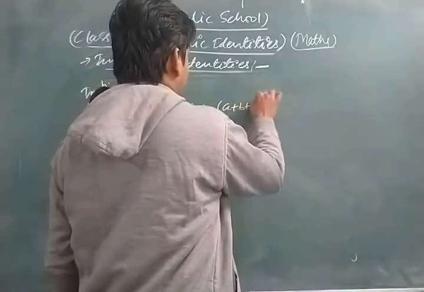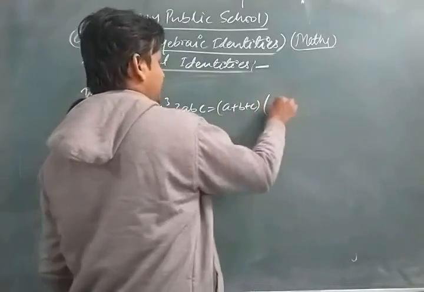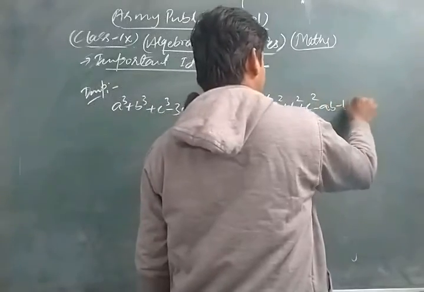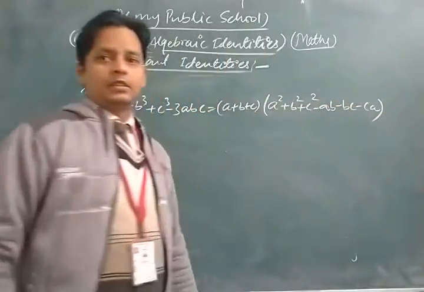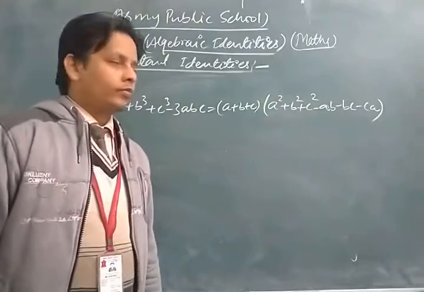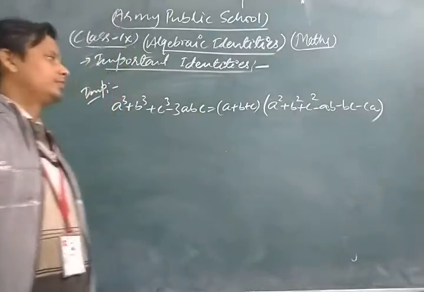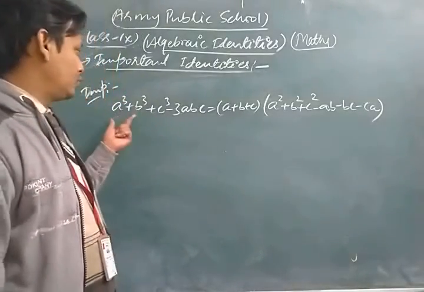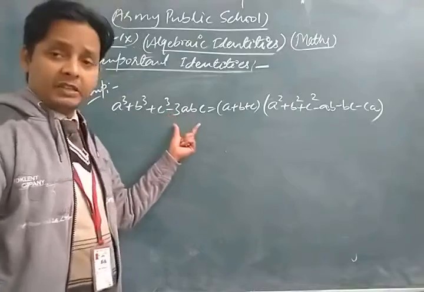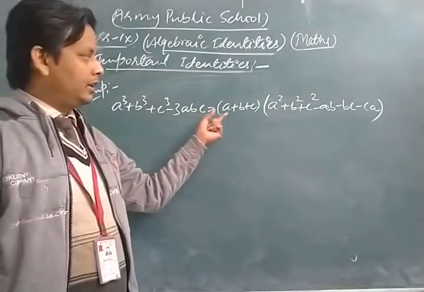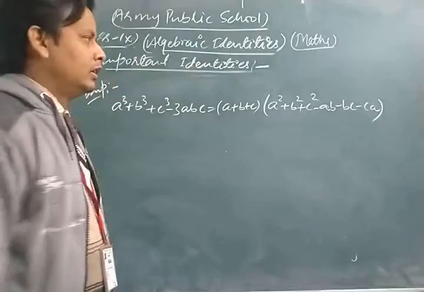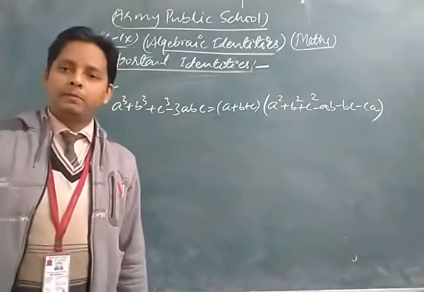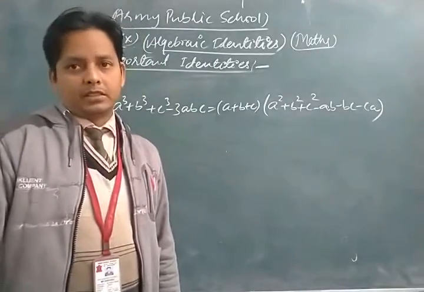This is A plus B plus C in one bracket, and in another bracket this is A square plus B square plus C square minus AB minus BC minus CA. This is also a very important algebraic identity. A cube plus B cube plus C cube minus 3ABC is equal to A plus B plus C in one bracket, and in another bracket A square plus B square plus C square minus AB minus BC minus CA.